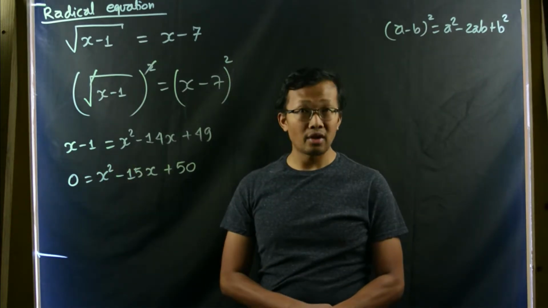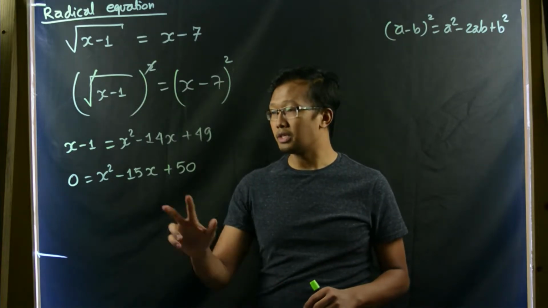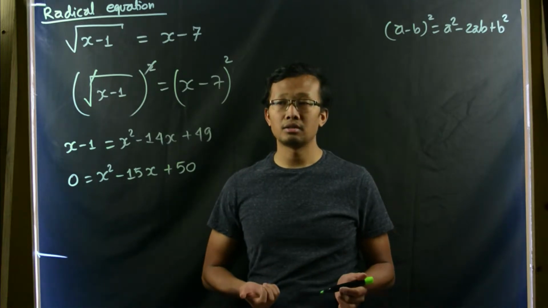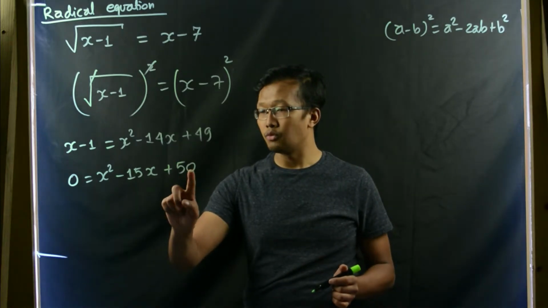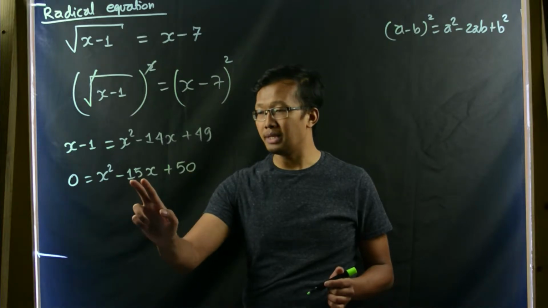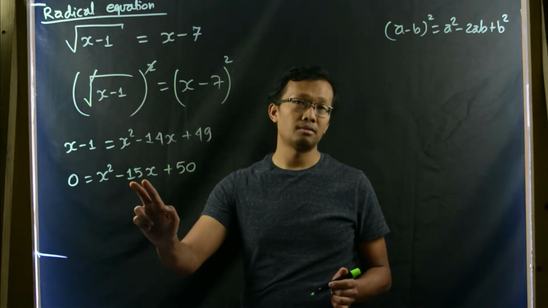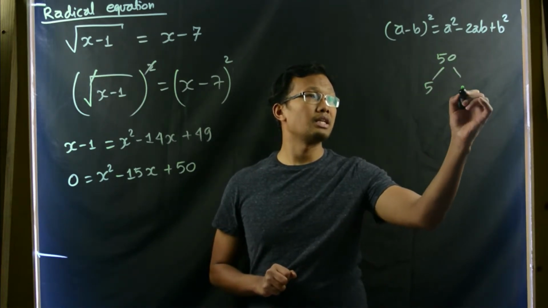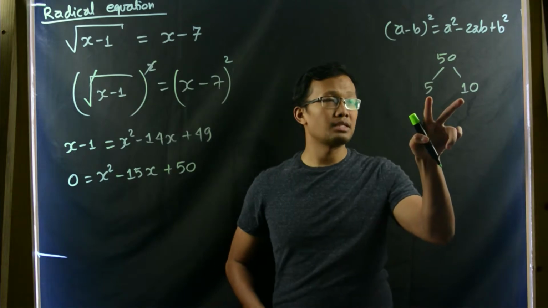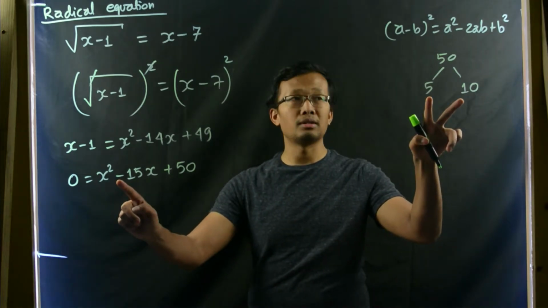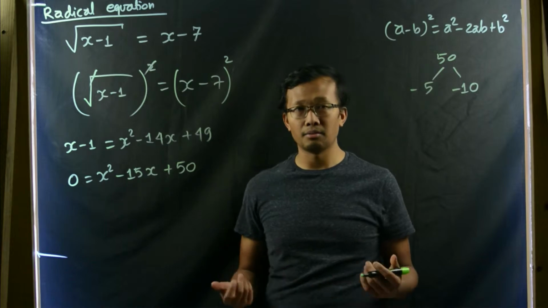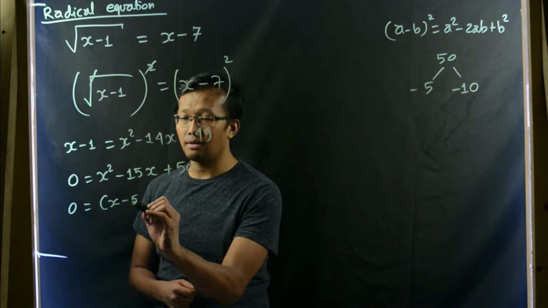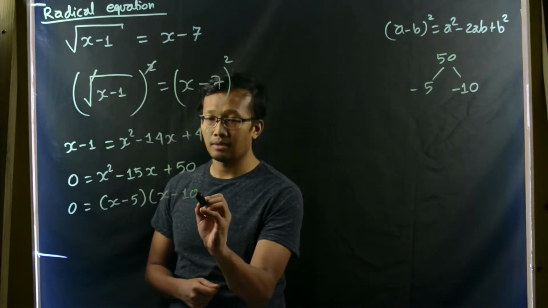Since this is a quadratic equation, let's try to get linear factors of this quadratic expression on the right. So this is 50, and we need to split this 50 in such a way that the sum of those two factors gives us 15. So 50 can be written as 5 times 10, right? 5 plus 10 is 15, but we have a negative number. So how about we choose negative for both numbers. So that would be 0 equals (x minus 5)(x minus 10).